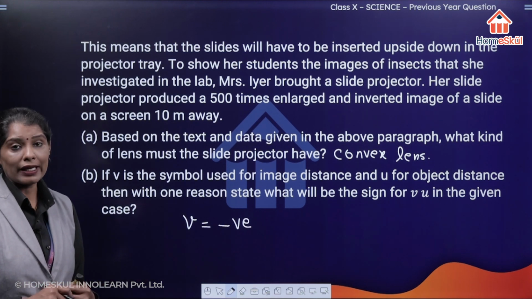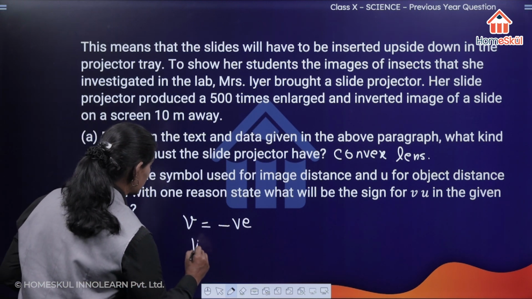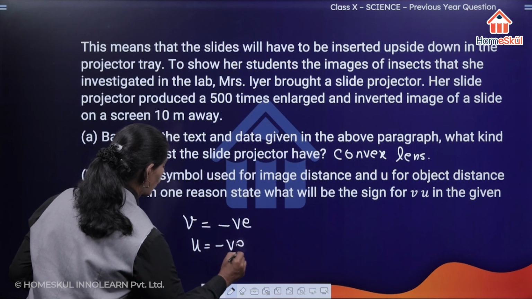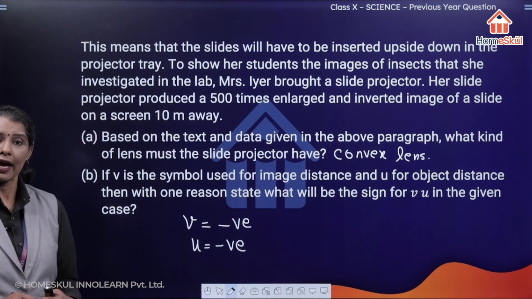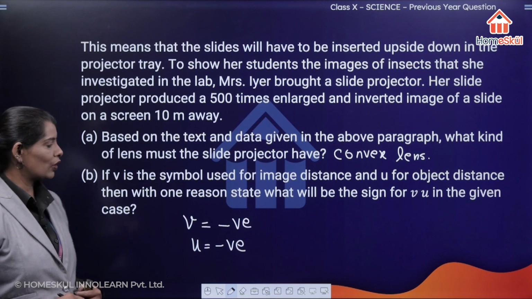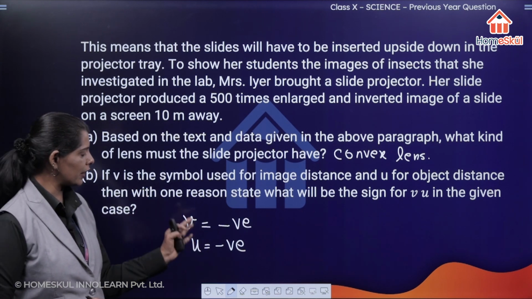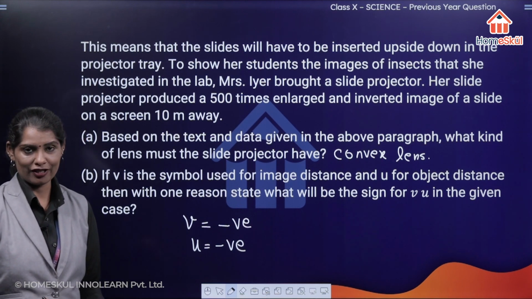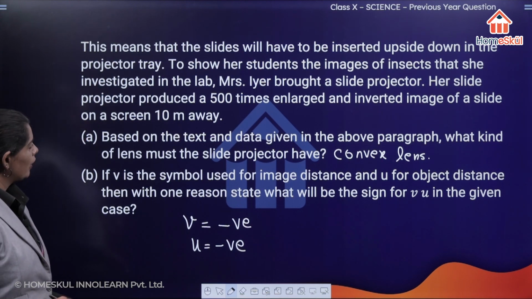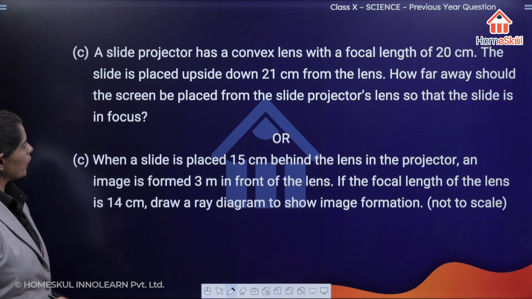So, the sign convention for U also will be negative. It is always taken as negative as per the sign conventions. Okay, so the sign for V and U in the given case will be: U is negative and V is also negative. Okay, coming to the next question.